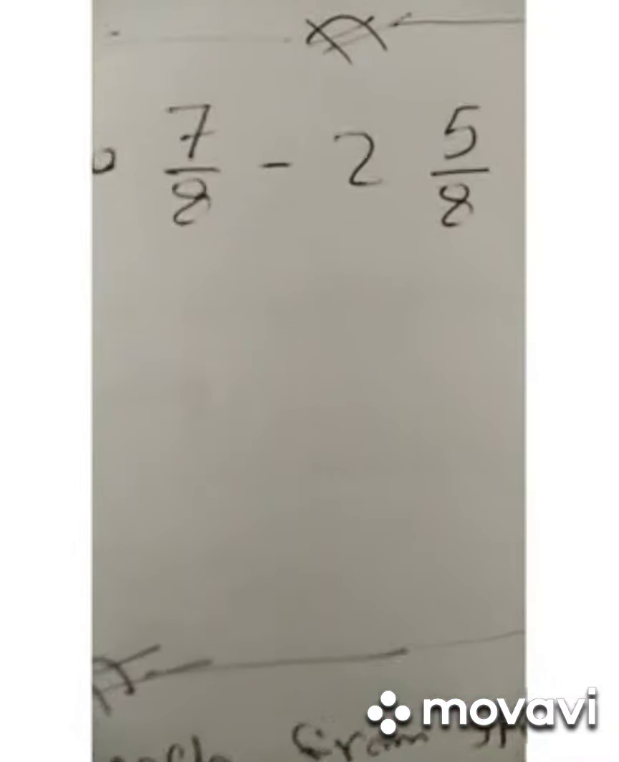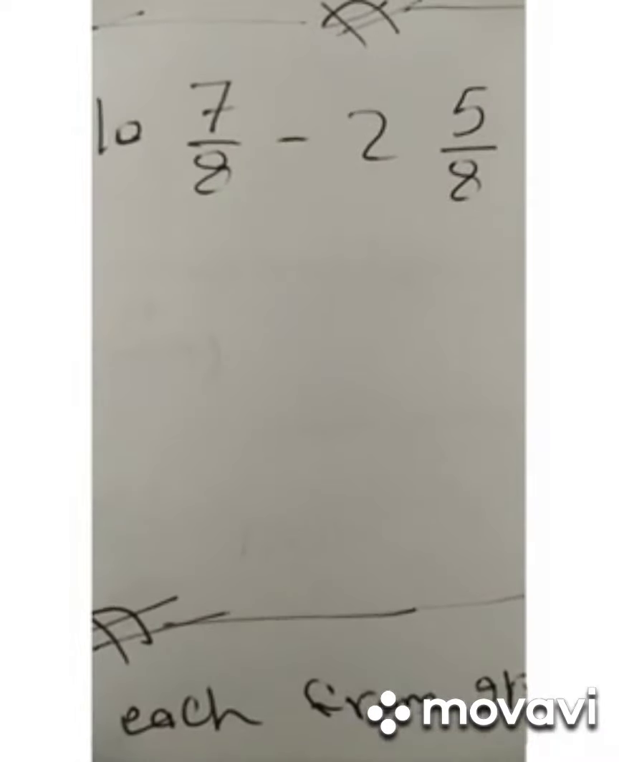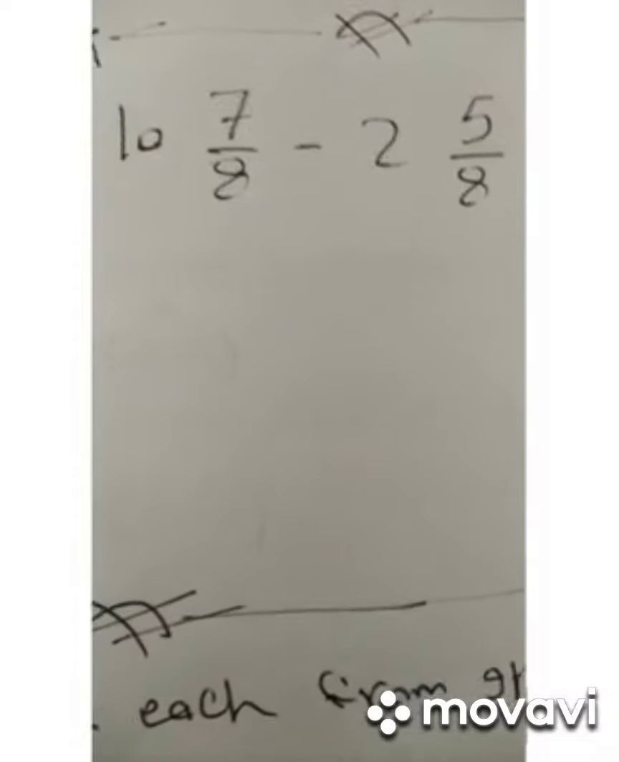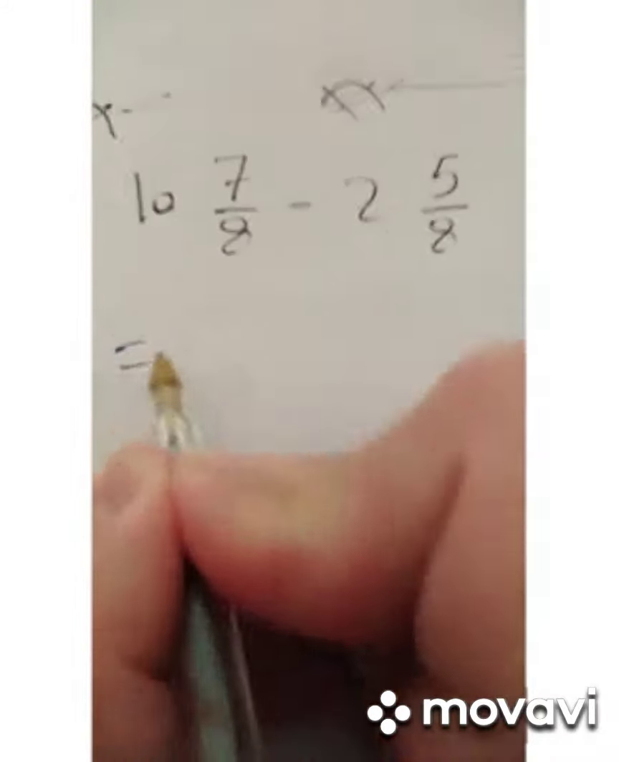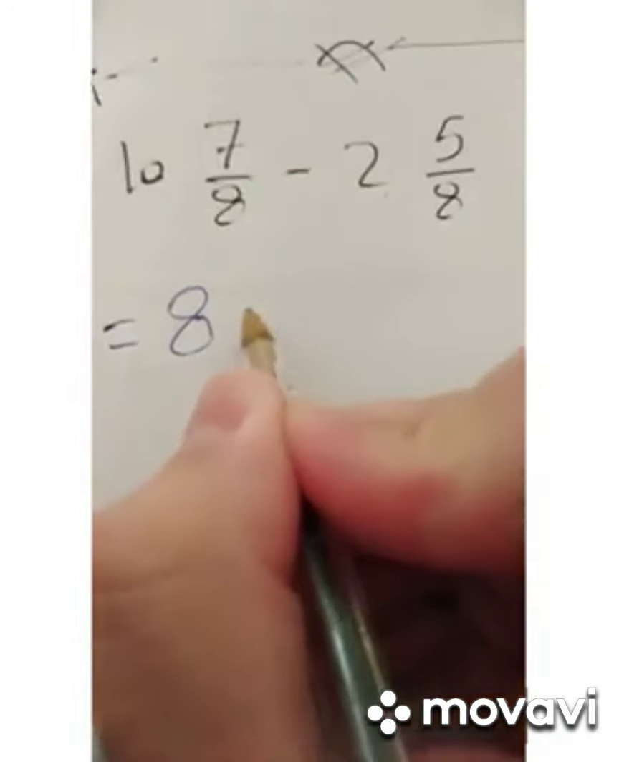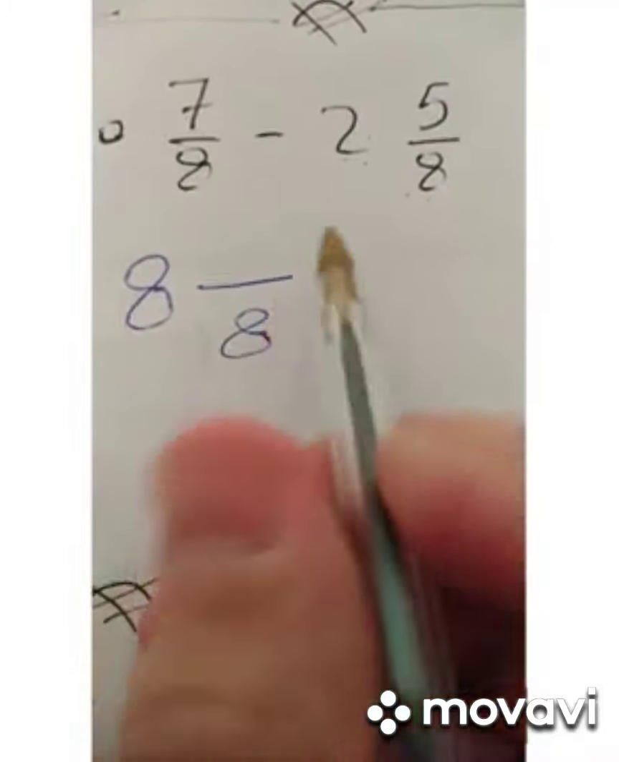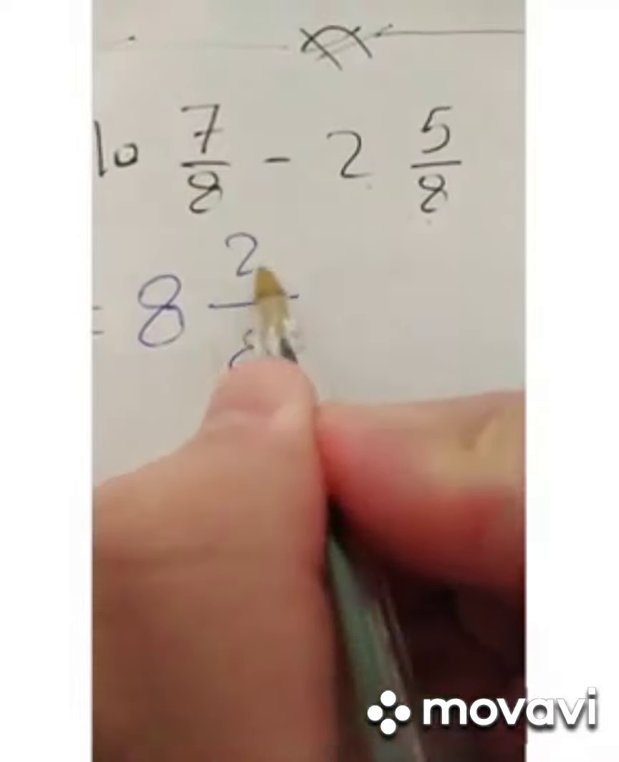Number 4. We have two mixed numbers. 10 and 7/8 minus 2 and 5/8. Okay? At first, subtract the two whole numbers. 10 minus 2 equals 8. And put the fraction sign. Do we have the same denominators? Yes, they are alike, so put 8 down. Then subtract, 7 minus 5 equals 2.